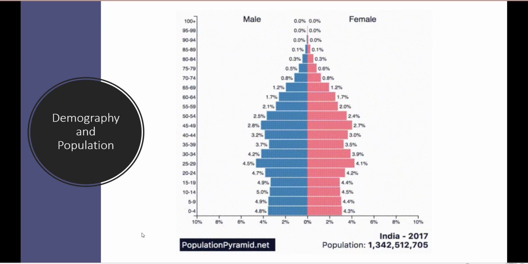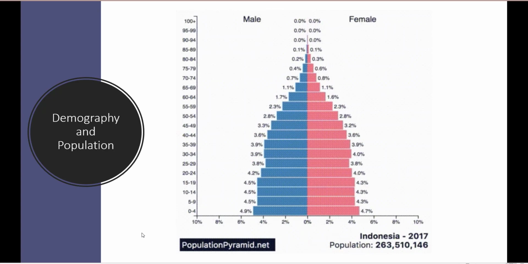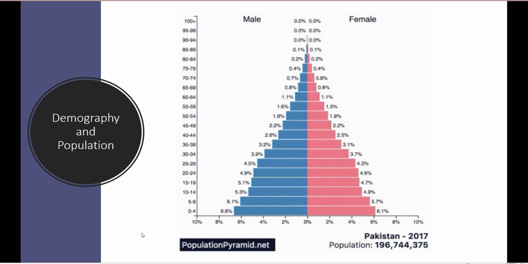And you'll notice that these different shapes indicate different patterns of demography, including differing birth rates, death rates, that sort of thing.